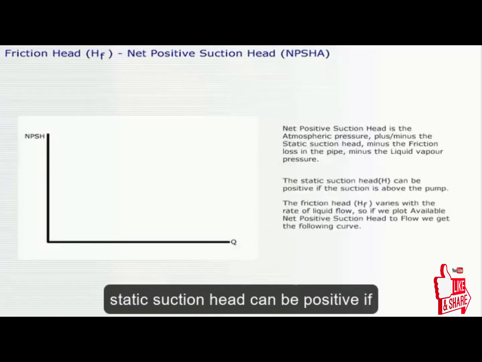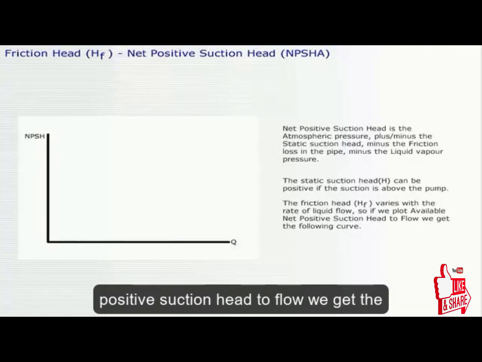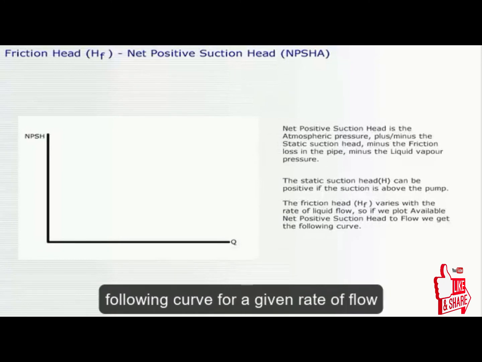The static suction head can be positive if the suction is above the pump. The friction head varies with the rate of liquid flow, so if we plot available net positive suction head to flow, we get the following curve.